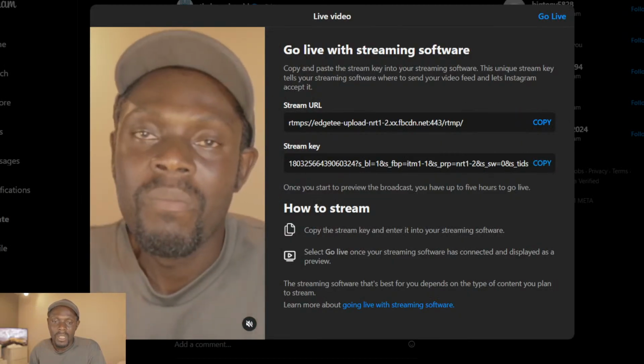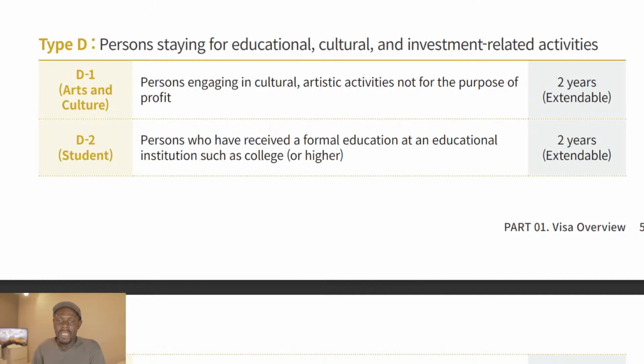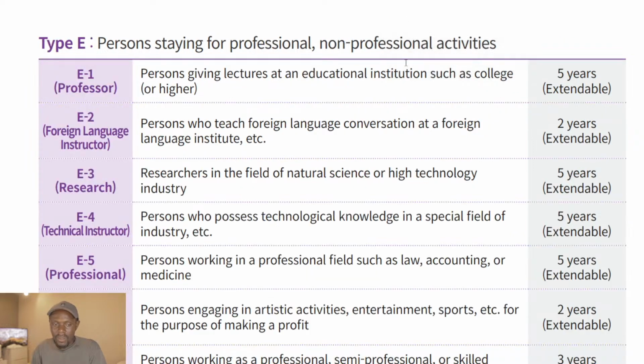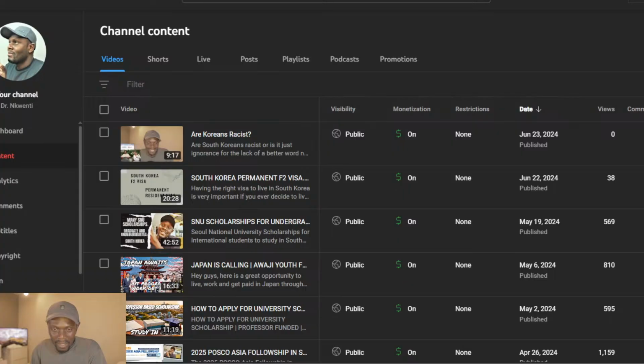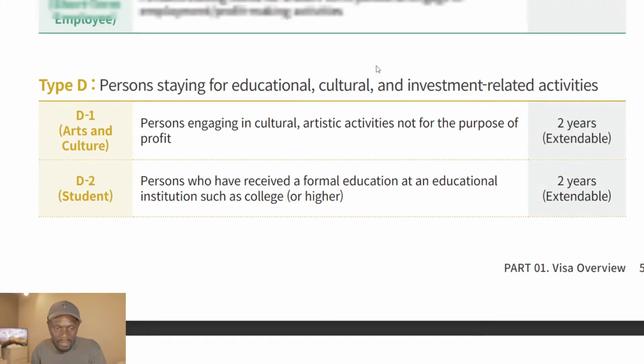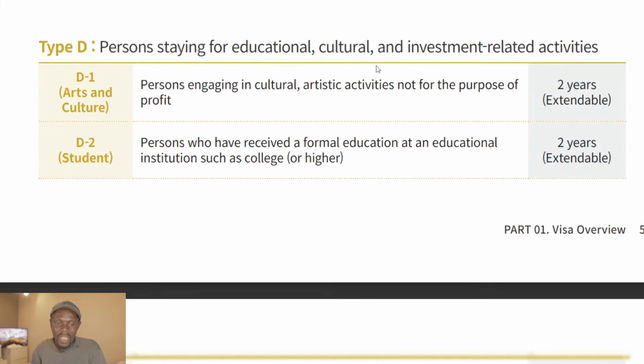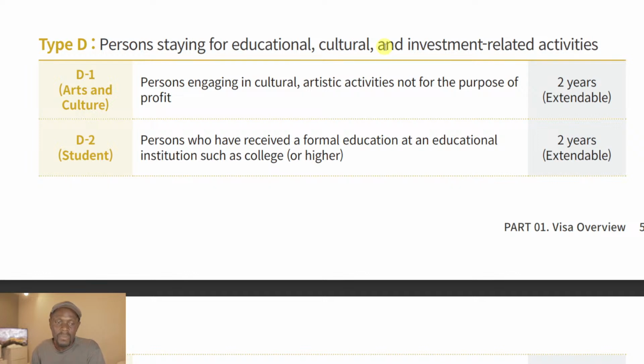That being said, let's look at this file that has information on the D types of visas. So here is, let's begin with the D visa first. The first one here is the D visa.